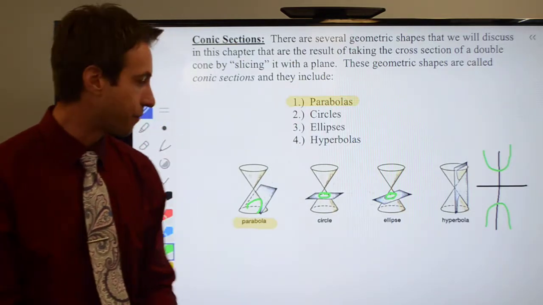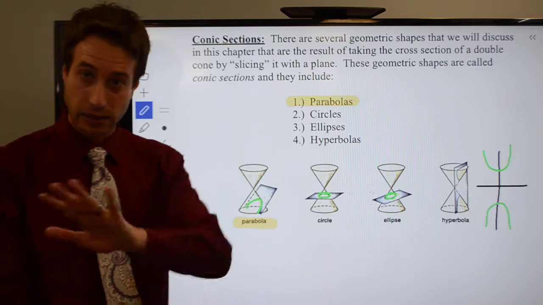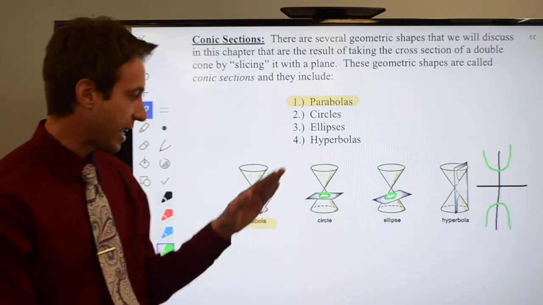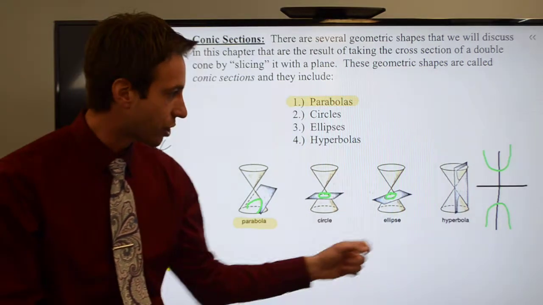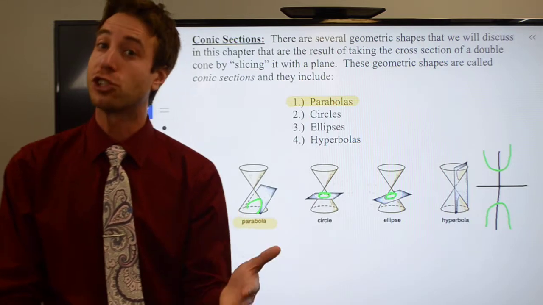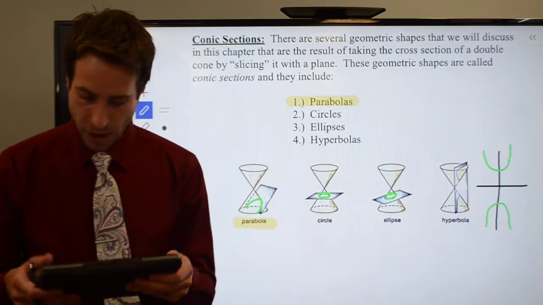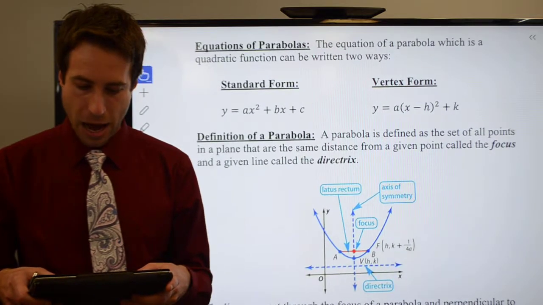And again, where they come from is taking these double cones, a conic, and slicing it with some plane, just taking a section of that conic, and you'll get either a parabola, a circle, an ellipse, or a hyperbola, and those are the four that we're going to look at. So let's start with a parabola. Right here on the next page, I now have everything that you need to know about parabolas.